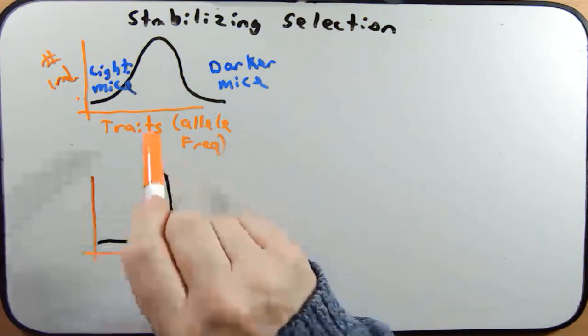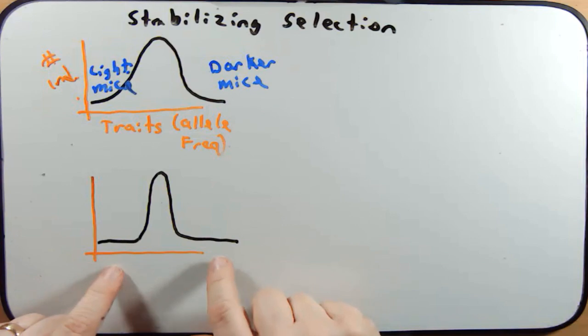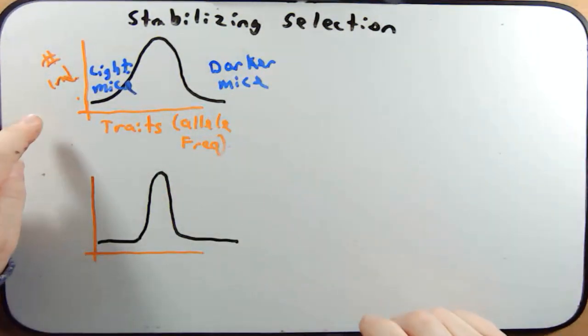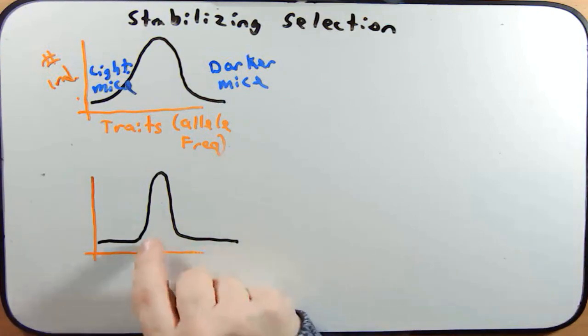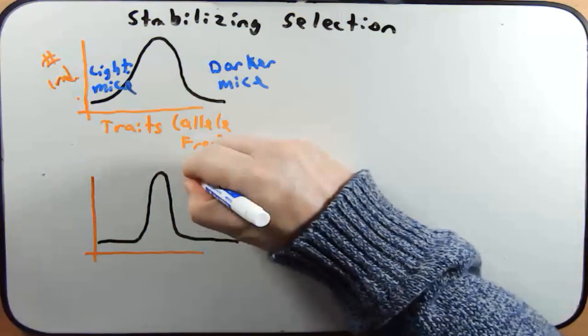So the peak is about the same as we see under normal circumstances, but the extremes have been eliminated. We don't see as many darker colored mice or lighter colored mice. Most of them are just this gray color. And again, this could also be for a similar reason. Maybe the gray color has some sort of advantage in that environment. Maybe it provides more camouflage. It protects it somehow. And the darker mice and the lighter mice stand out and maybe are more easily captured by predators.